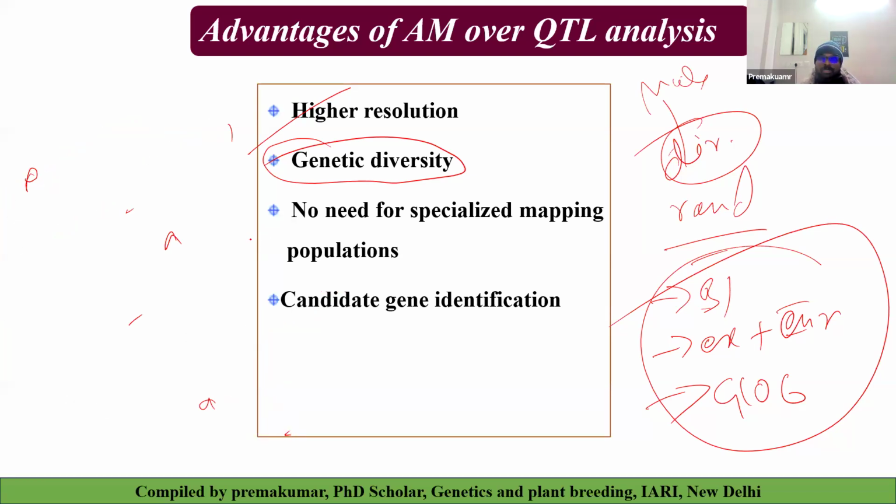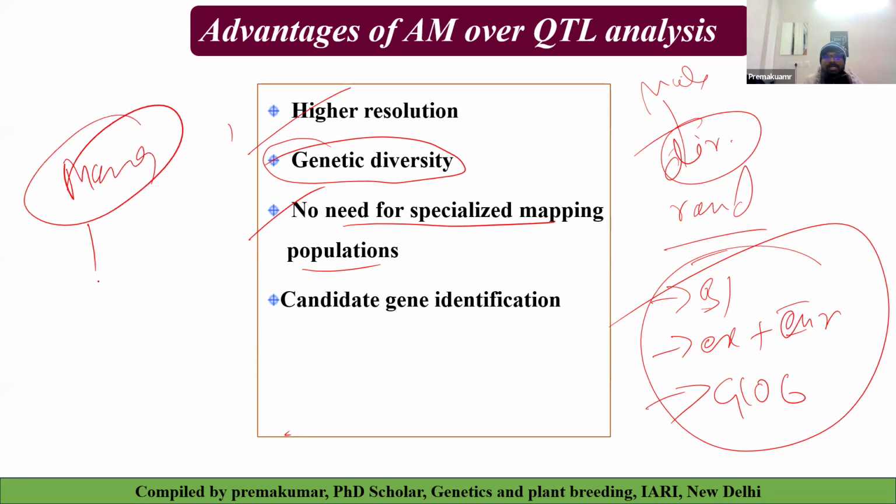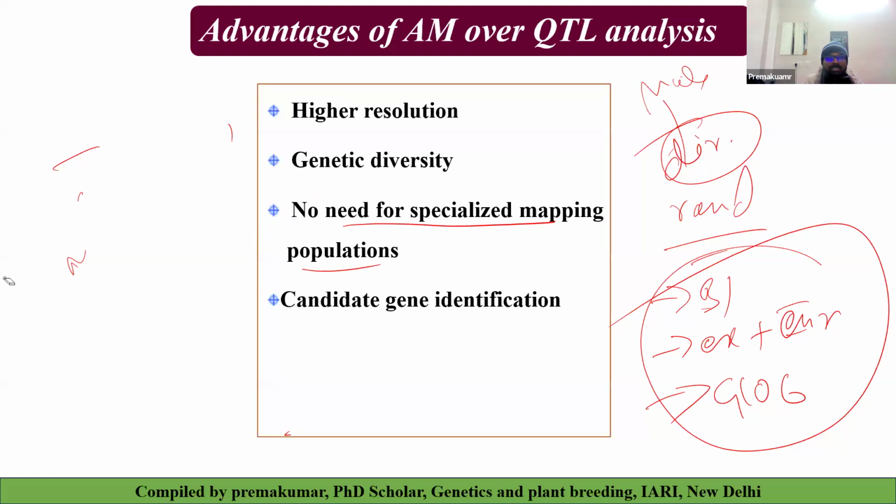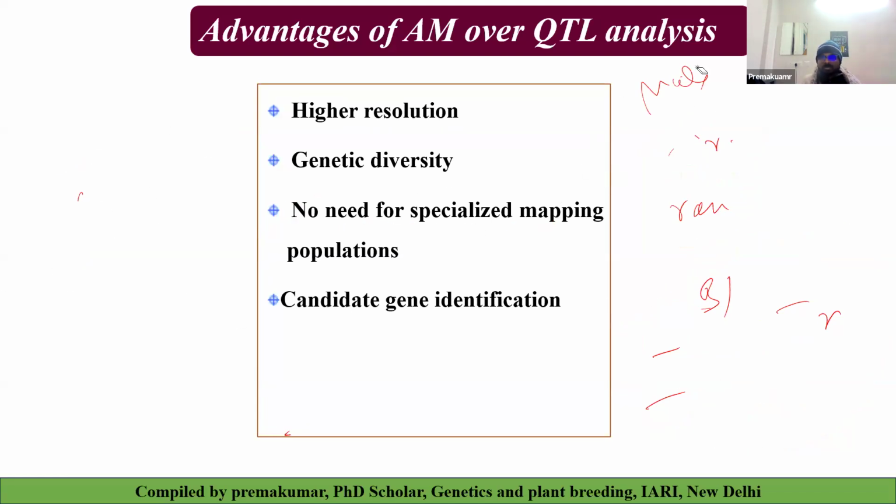And as I said, there is no need of a specialized mapping population. For example, you take a mango tree: to create a mapping population, it will take a lot of years. Instead of that, there are so many varieties, so many lines of mangoes already there. We just take all the individuals and do association mapping, and we can get higher resolution without creating any mapping population. In that case, it's very useful.